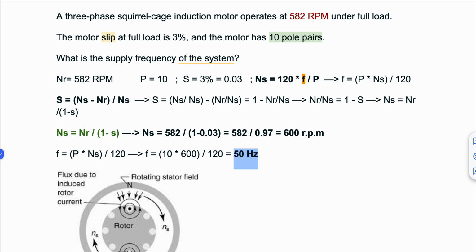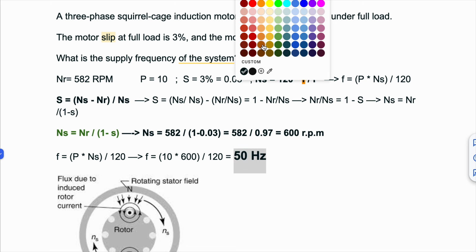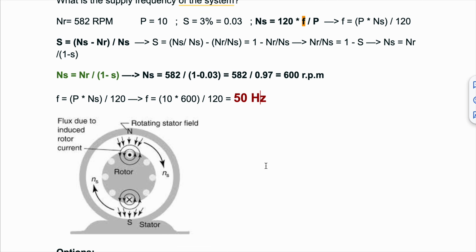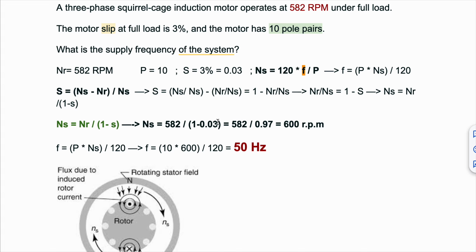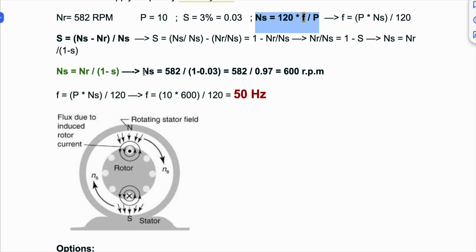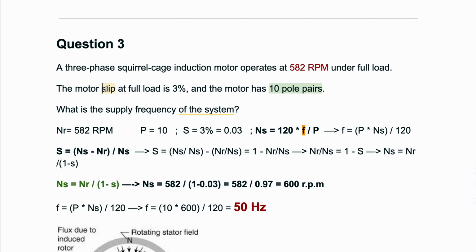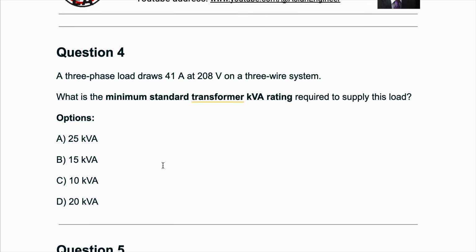This one is our answer, and we can use these equations. This equation for F is a good equation. We get this equation from this equation, and S is equal to 120 by F divide P. And also this equation, NS is equal to NR divide 1 minus S. What is S? It is the slip. So let's go to the next question.